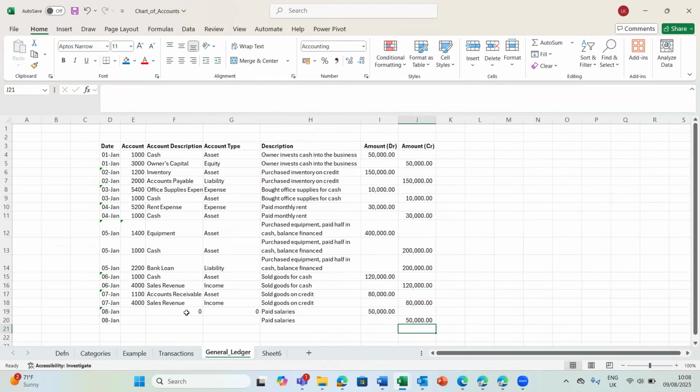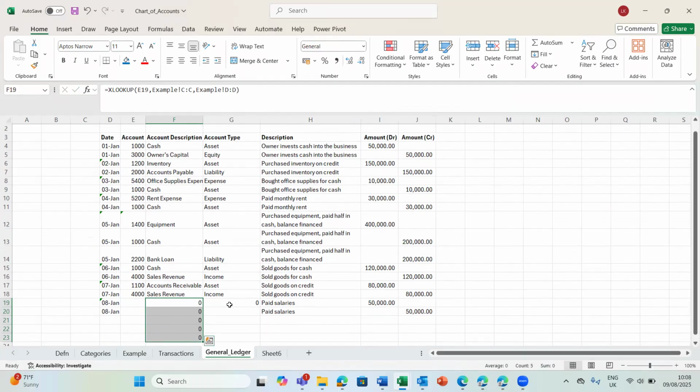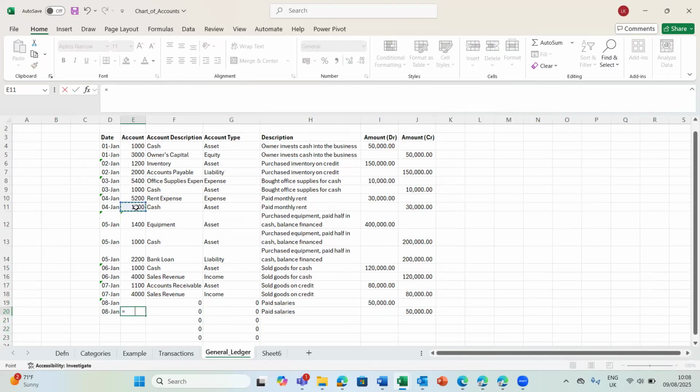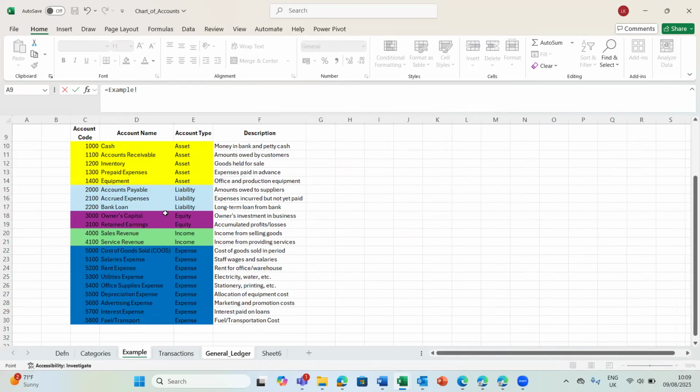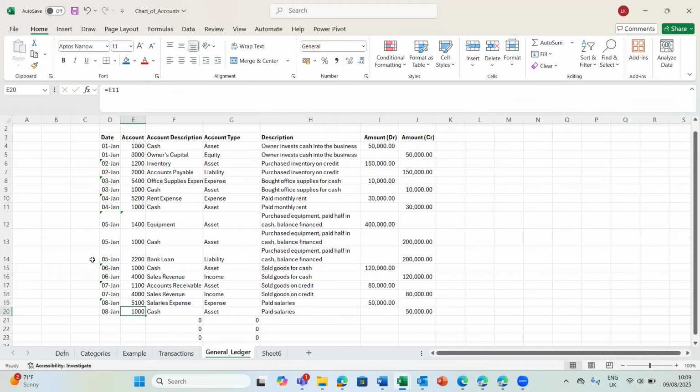When you pay, okay, let me copy the formula down. Control D. Let me copy it down. Control D. So when you pay salaries, it means obviously cash will be involved. So you credit cash. What do you debit? You debit an expense, which is what? Salaries. So you go to the chart of accounts and see where there are salaries. So you have salaries expense, that is 5100.